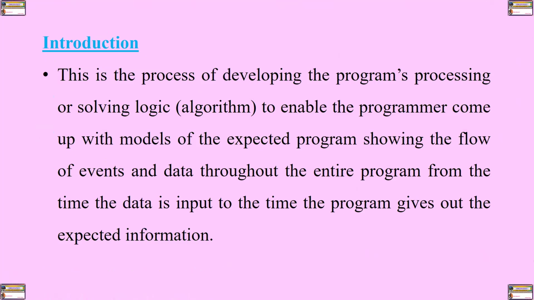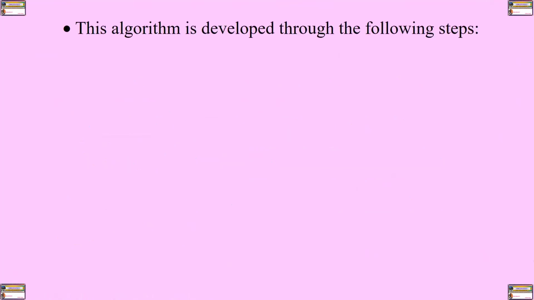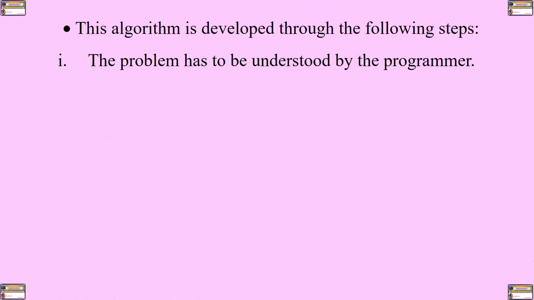Program design is the process of developing the program's processing or solving logic or algorithm to enable the programmer come up with the models of the expected program, showing the flow of events and data throughout the entire program from the time the data is input to the time the program gives out the expected information. An algorithm is therefore the series of steps to be followed in solving a problem and in the execution of a program. The algorithm is developed through the following steps.